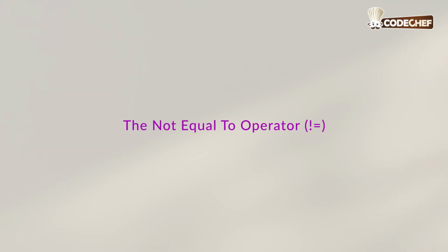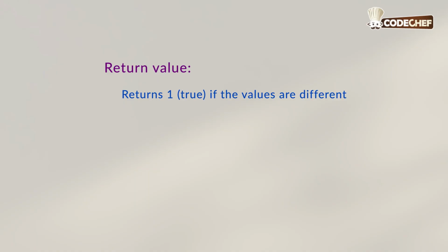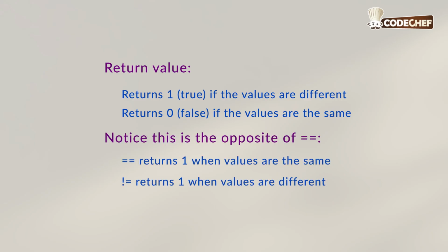Now we learn about the next operator, which is the not equal to operator, written as an exclamation mark and an equal to sign. The not equal to operator checks if two values are different and asks the question, are these two values not equal? The syntax is value 1 != value 2. If it returns 1, which is true, the values are different, and if it returns 0, which is false, the values are the same. You have to remember that this is the opposite of the equal to operator.